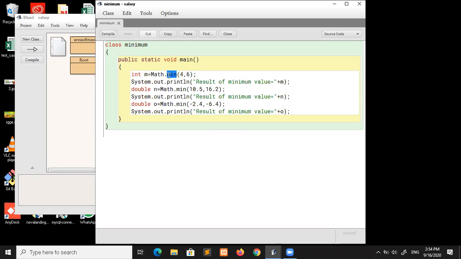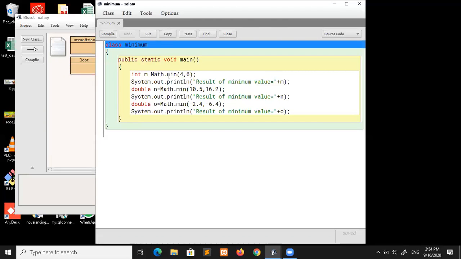So here, students, I have created the class name as minimum. After the class is created, inside it I have created the main function, and in the main function I have created the variable named m with the data type integer. So m is going to store only the integer format, that is only the numerical value, which does not support floating points.